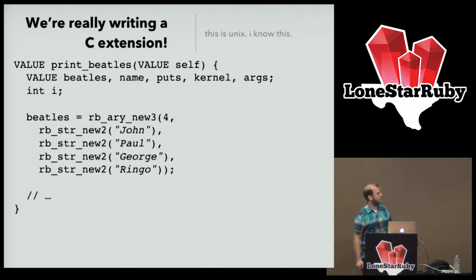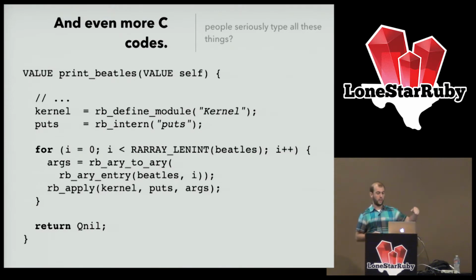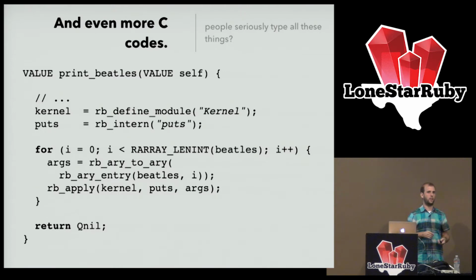So this first construct right here is how you create a new fixed-sized Ruby array in a C extension. So you call rb_ary_new2 with 3. There's like 3 or 4 different variants on Ruby array new in C extensions. And then we use rb_str_new2, which is just like a literal string in Ruby, to create our beetles. And then the rest of that function, we use open classes in Ruby to get ourselves a handle on the kernel module, because we want to call puts on it. rb_intern is basically the same as creating yourself a symbol in Ruby code.